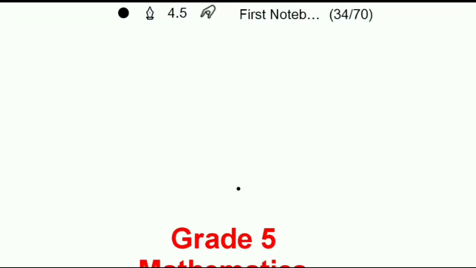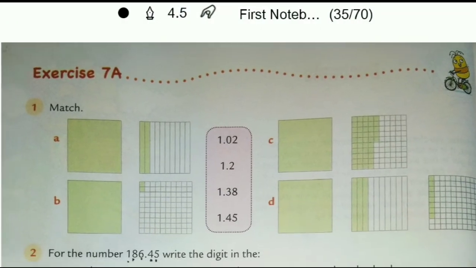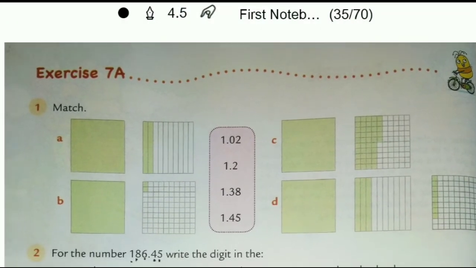Next, exercise 7a. In this one we have to match. This is one whole number, and in this one having 10 lines. So 10 lines means 2 lines only shaded. So the answer is 1.2. Next one is whole number 1, and in this 100 are there. In 100 only 2 are shaded.